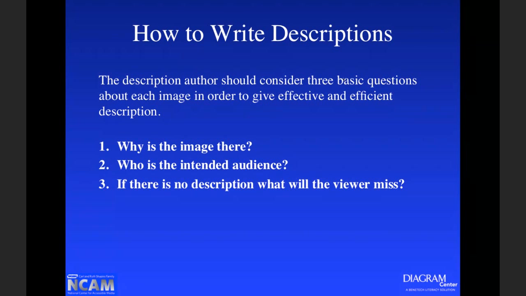So know the context. And finally, if there's no description, what will the viewer miss? That's really the key question. Maybe there isn't any description needed. If there is, what is the viewer or the reader going to miss? What's the essential information they're not going to get if there's no alt text? That's where you begin to say, okay, now I know the key elements, I know the most important information that has to go in there. And you would be surprised how often the most obvious information is skipped over in an effort to be otherwise very, very thorough.